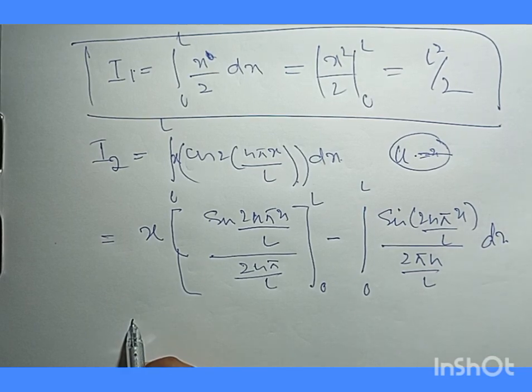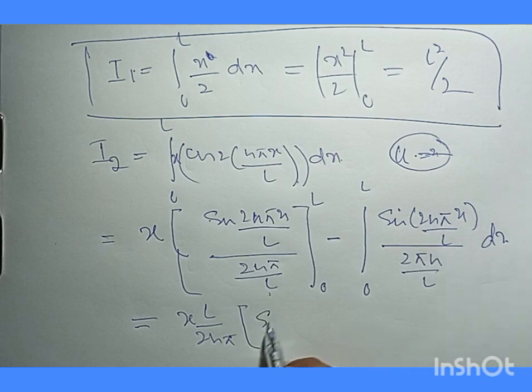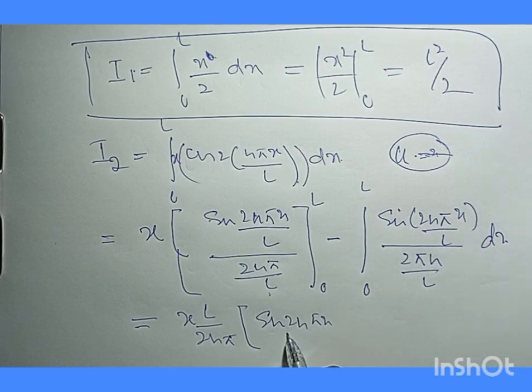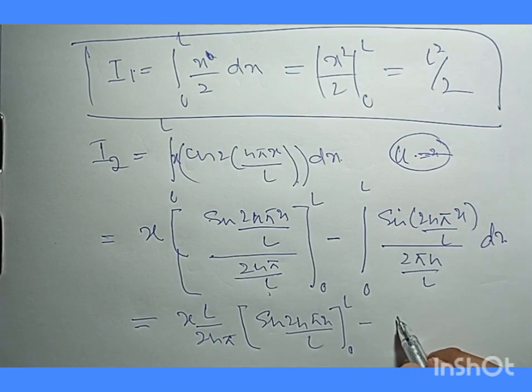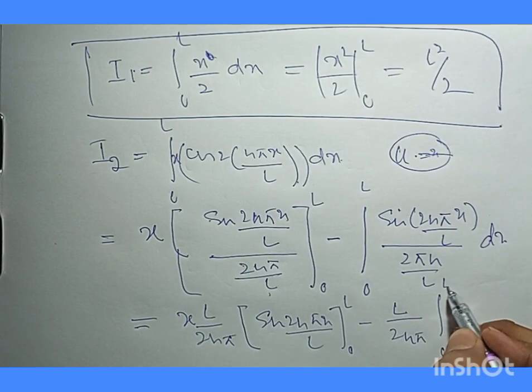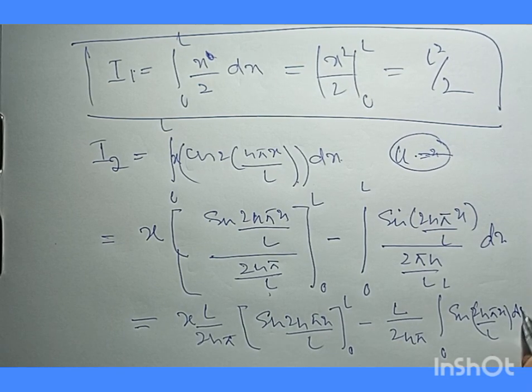All right, so we can write down here, this is x, this L will go up, so this is L by 2 n pi. Then we will have inside sine of 2 n pi x divided by L from 0 to L, then minus, this L will go up, so this is L by 2 n pi, integral 0 to L of sine of 2 n pi x by L dx.